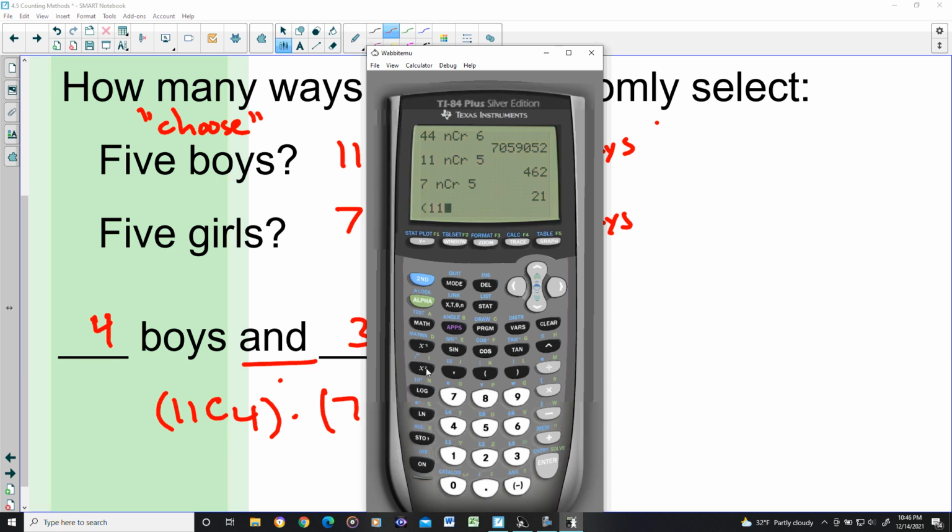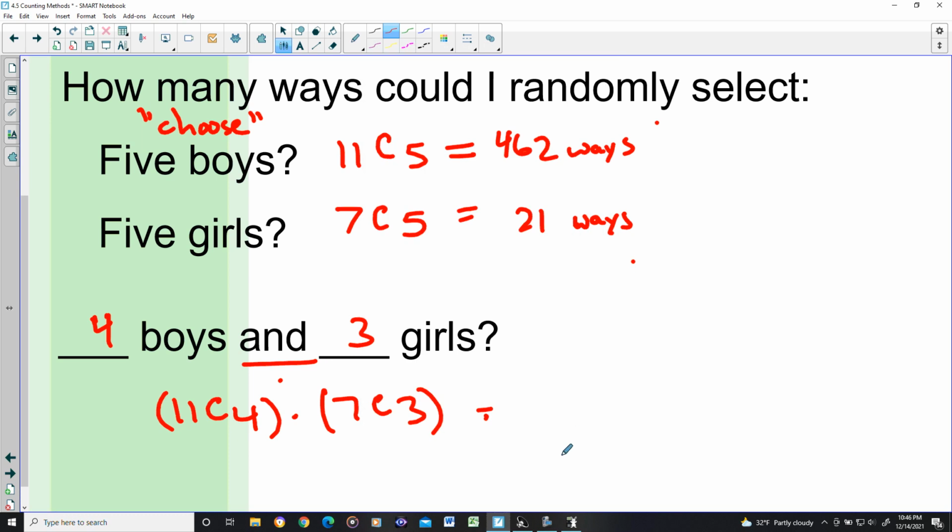Parentheses, 11, C4, parentheses, 7, and a C3. 11,550. Perfect. And if you wanted to do these singly and multiply them together, you could totally do that too. That works either way. All right, we are cooking along. Let's do a few more examples.